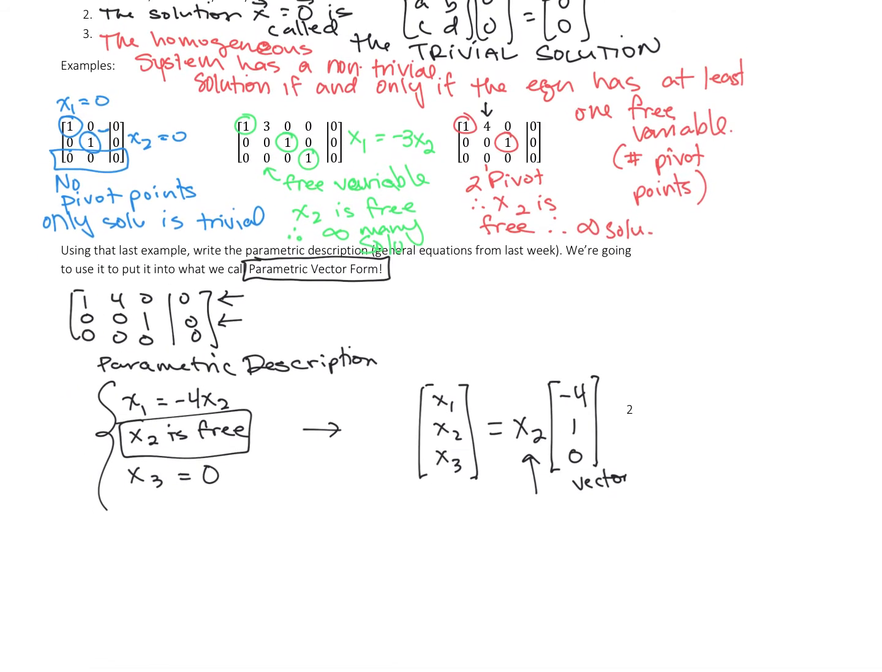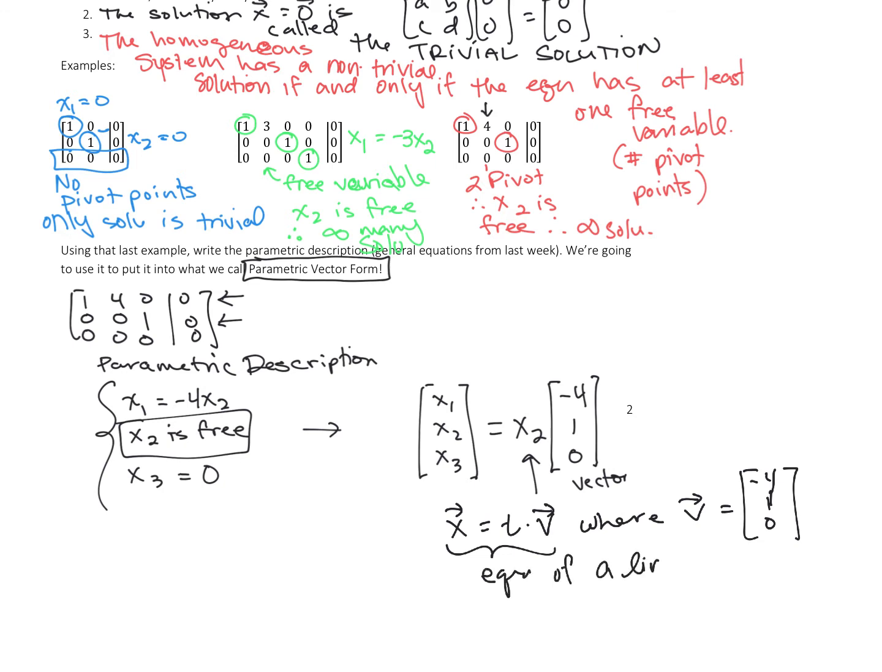And what we typically end up doing here is we redefine that variable. Instead of x2, we're going to define that variable as like t or s. So what this boils down to is the vector equation: x vector is some variable, doesn't matter, times the vector v, where v is this vector -4, 1, 0. And it turns out that this is the equation of a line that goes through the origin.